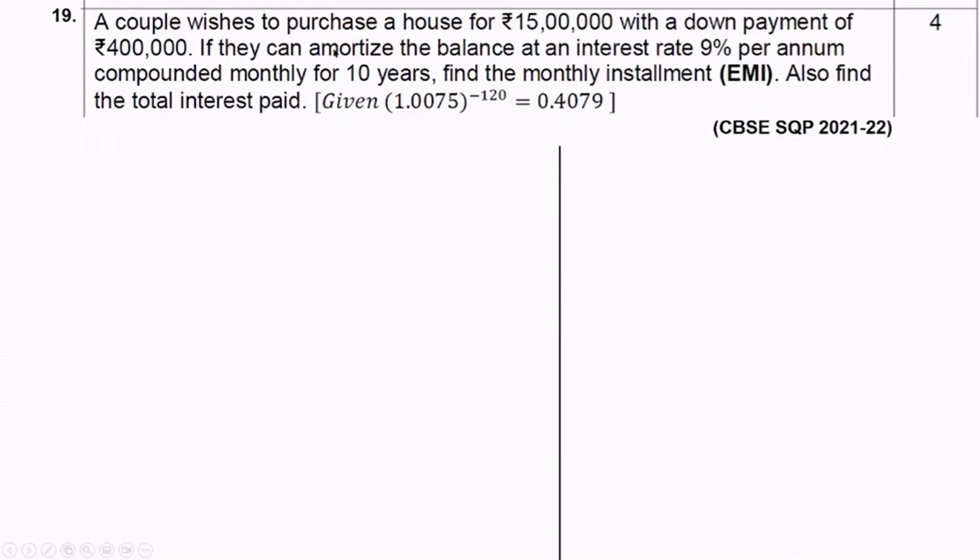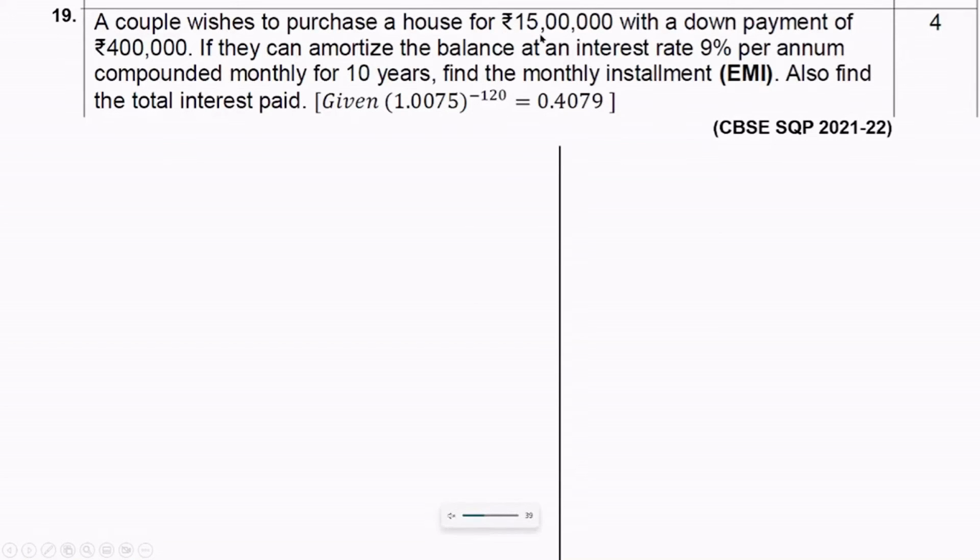Next question. A couple wishes to purchase a house for rupees 15 lakhs with a down payment of rupees 4 lakhs. If they can amortize the balance at an interest rate of 9% per annum compounded monthly for 10 years, find the monthly installment. Also find the total interest paid. So here the value for 1.0075 whole raised to minus 120 is given.